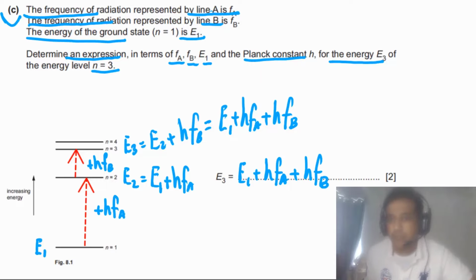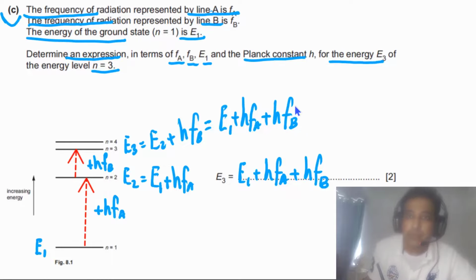And this question has 2 marks. The first mark you will get if you have written E is equal to hF. So you will get 1 mark, and this one is the C mark. And you will get 2 marks if you have got the right answer.